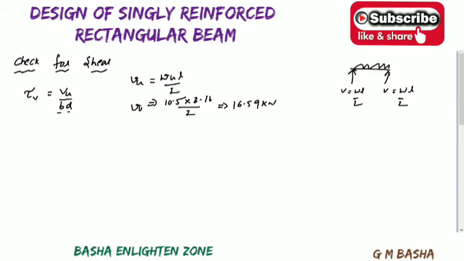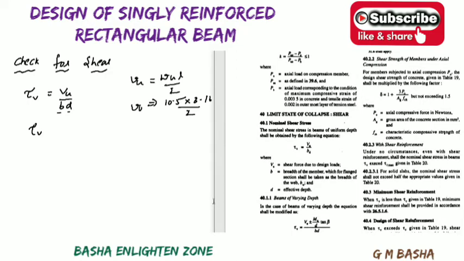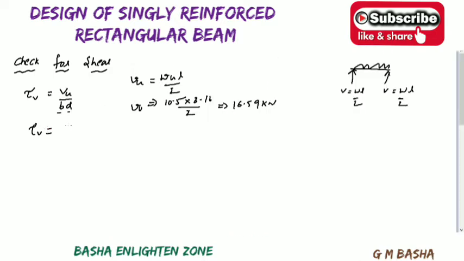So then find out the nominal shear stress, that is tau v. What we see in the code book here is that tau v will be equal to Vu by B into D, that is B into D, not prefix D. Therefore, 16.59 into 10 to the power of 3 in terms of mm, divided by B, sorry, width of the support, 200 into 160. That will be equal to overall 0.51 Newton per mm square. So that is tau v equal to 0.51 Newton per mm square.